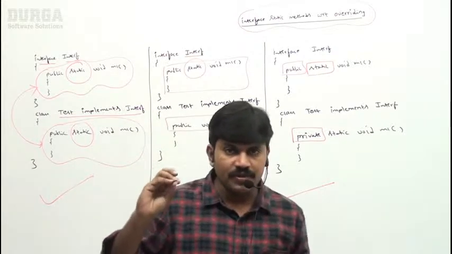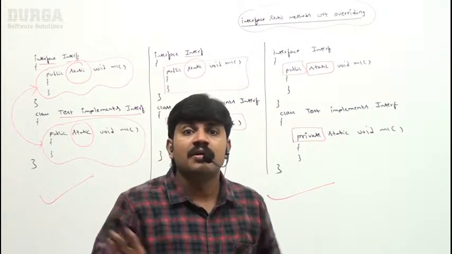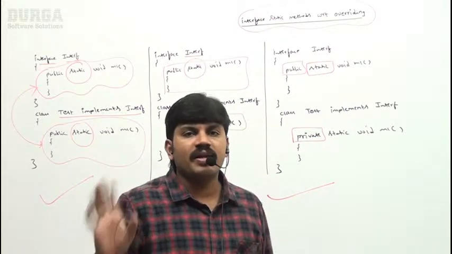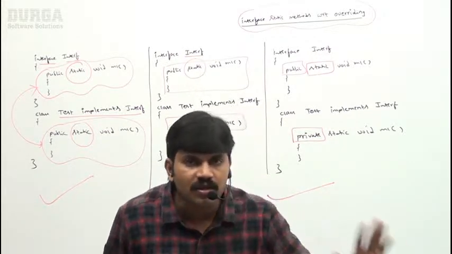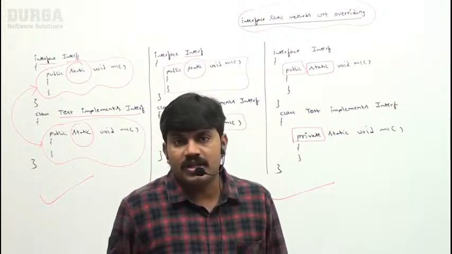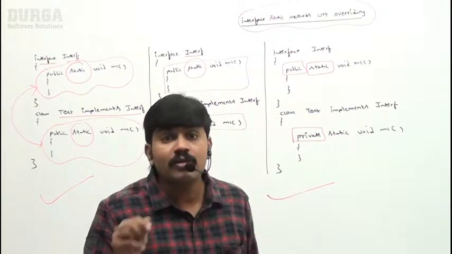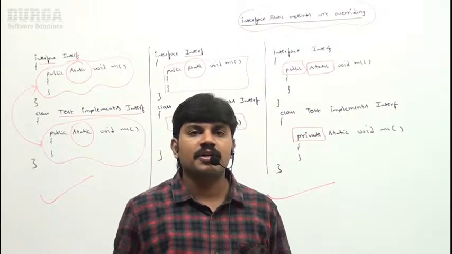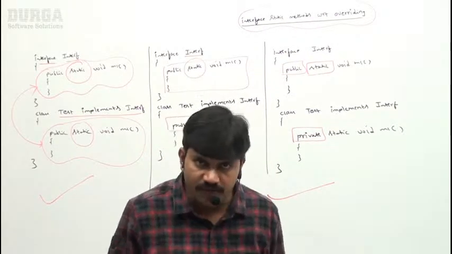Interface static methods are not available to the implementation class. That's why the overriding concept is not applicable for interface static methods. Based on our requirement, we can declare exactly the same static method in the implementation class, no problem at all. Clear for all of you?